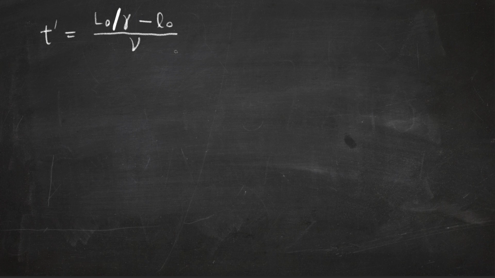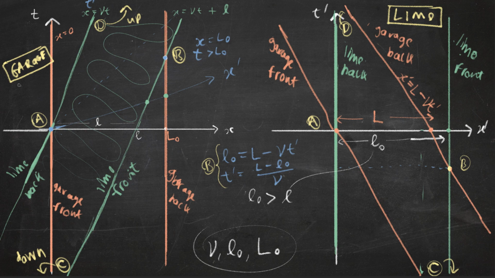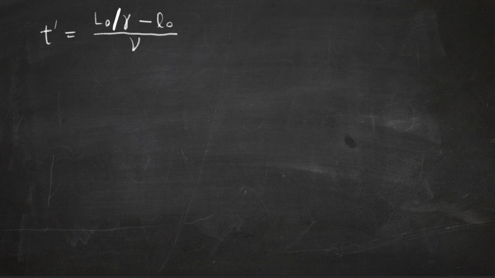And I'm only interested in whether this is positive or negative, because the time coordinate of event A is just t equals t prime equals 0. So if the time of B is negative, it's going to precede A, and if the time of B is positive, then A is going to precede B. So let's think about that situation.